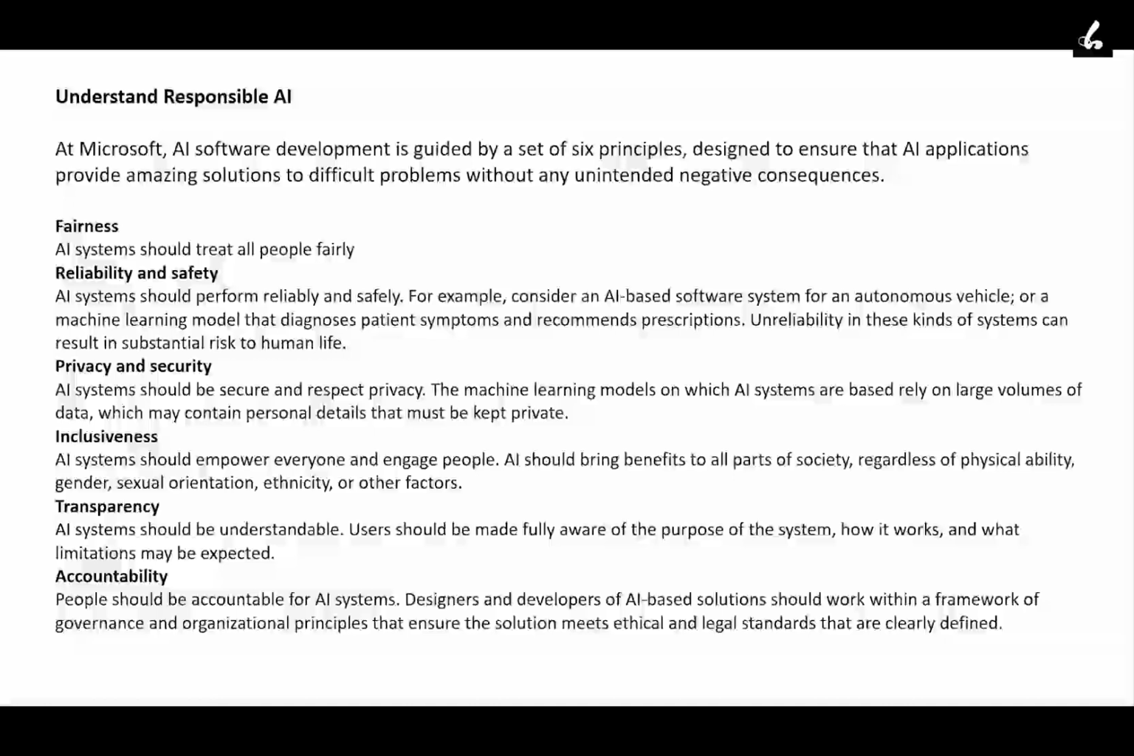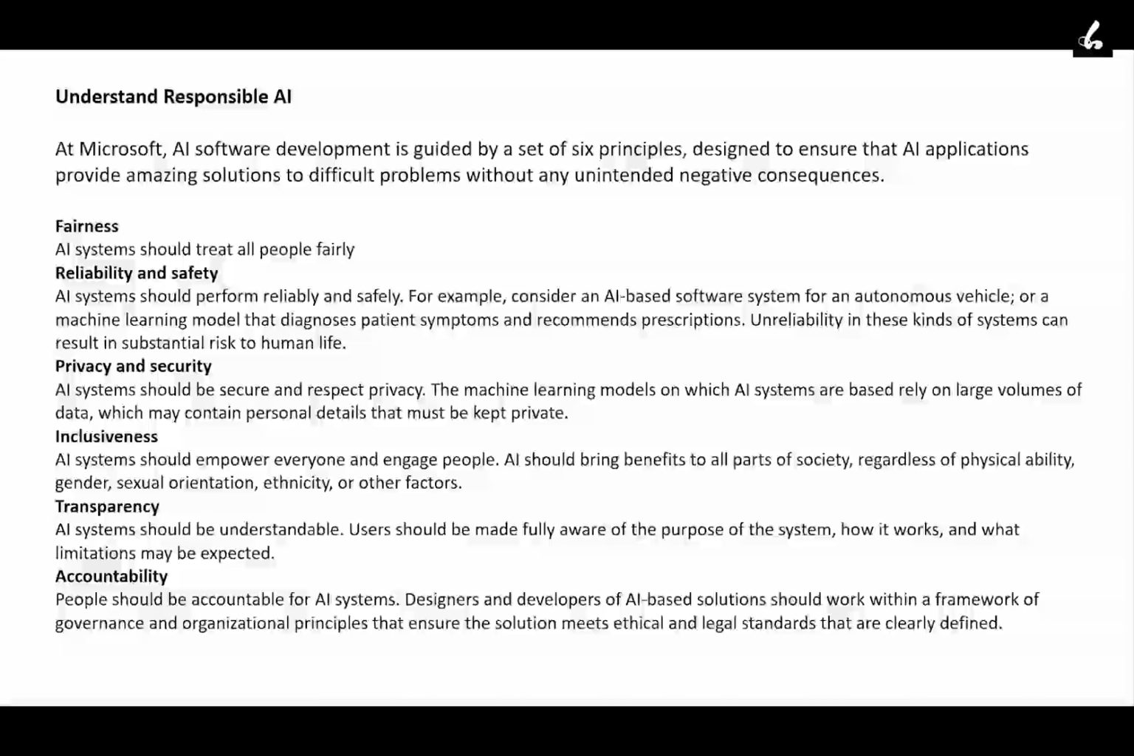Now inclusiveness, the AI system should empower everyone and engage every person. It cannot discriminate against people on the basis of their society, physical ability, gender, sexual orientation, ethnicity, or other factors. So it should include each and every person. Then only can it be a revolution that is developed for human welfare.